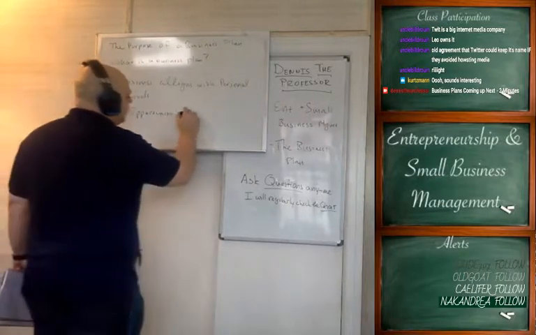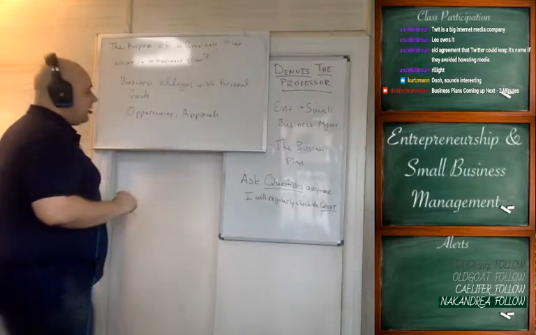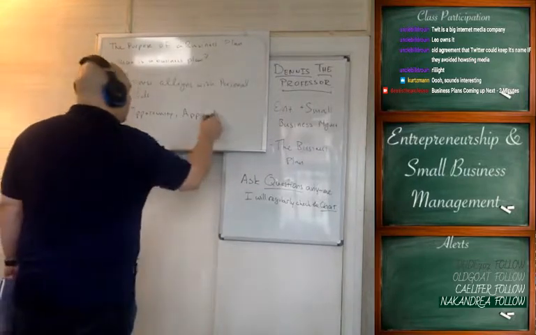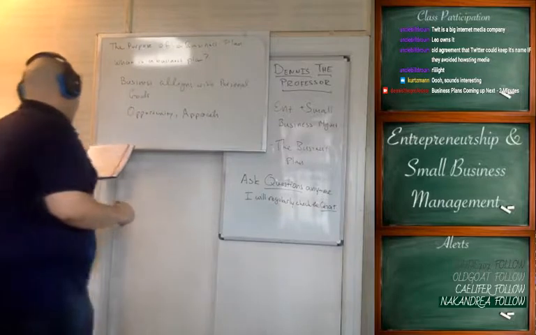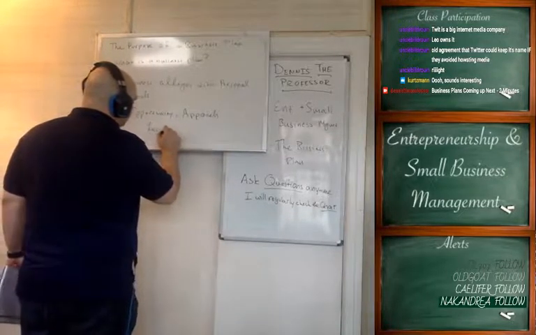You want to talk about your approach. Right? How are you approaching this opportunity? How are you going to get it there? How are you going to take advantage of it? Why are you making something better than what's already out there? Right? And then finally, you want to talk about your factors of success.